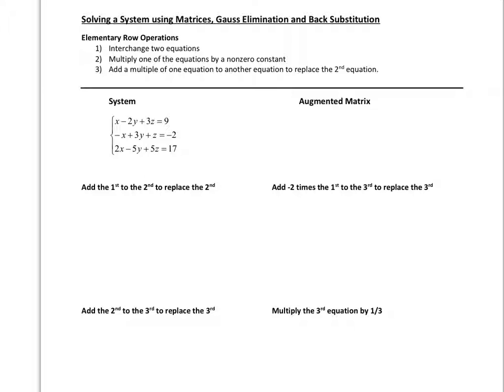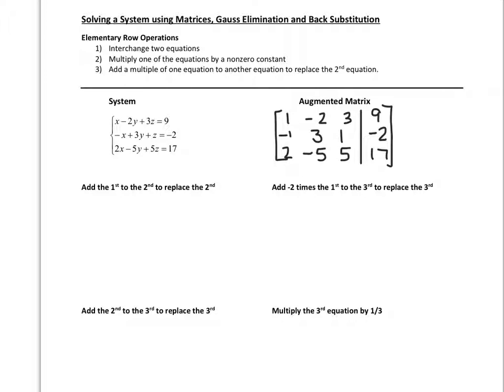So let's look. I want to solve this system of equations using matrices. So the first thing that we need to do is transform this system into an augmented matrix. So let's do that. I'm going to take all of the coefficients. So we have 1, -2, 3, and 9. -1, 3, 1, and -2. 2, -5, 5, and 17.